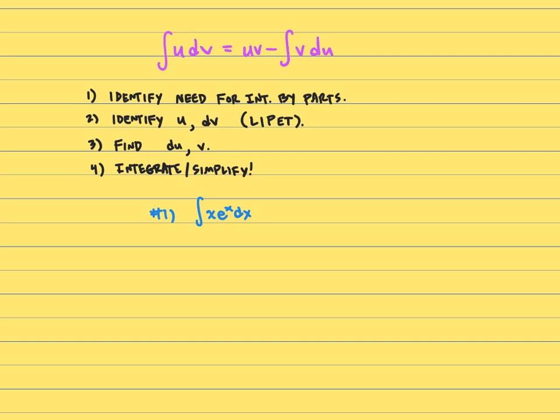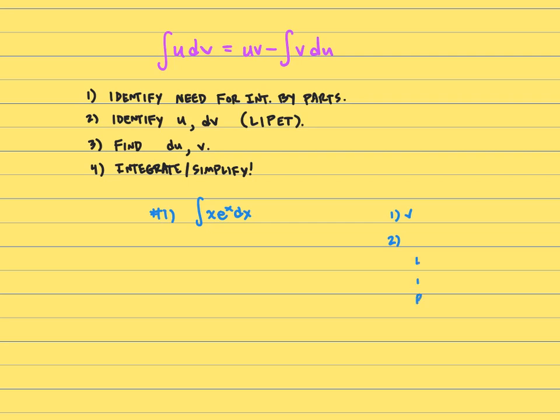Step 1, I look at this blue function. I want to integrate it. U substitution will not work in this situation. Neither will traditional methods of integration. So I've identified that I need to use integration by parts. So step 1, I've checked. Step 2, I need to identify u and dv. So the LIPET method goes like this.